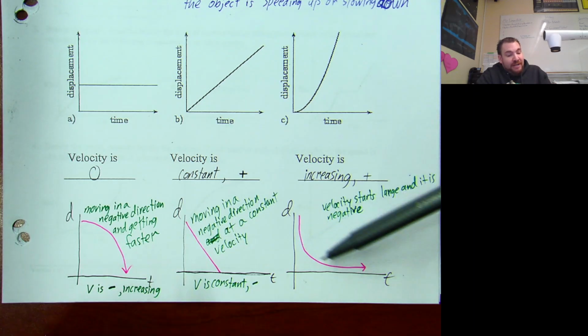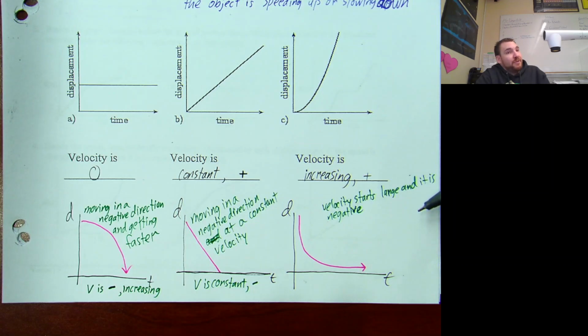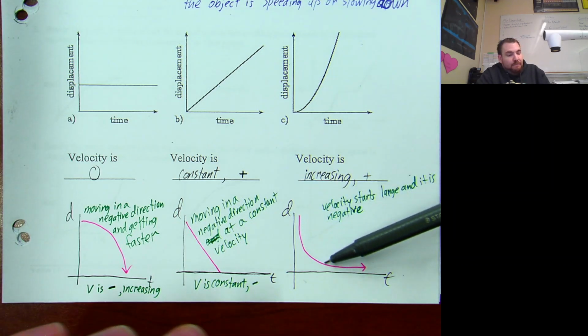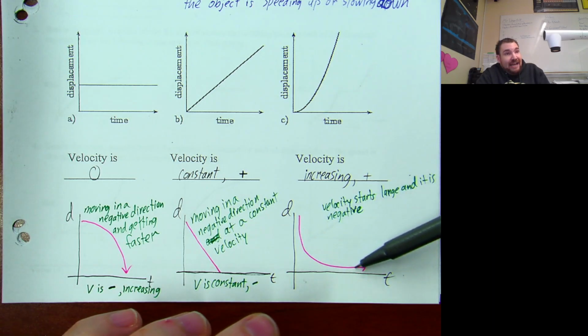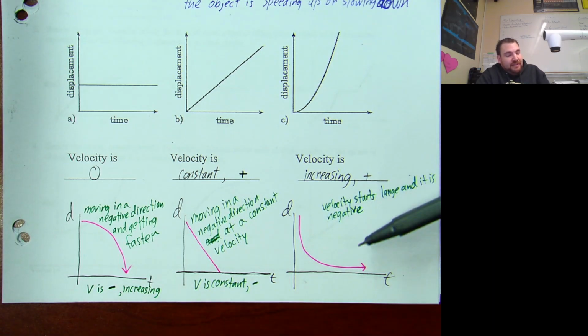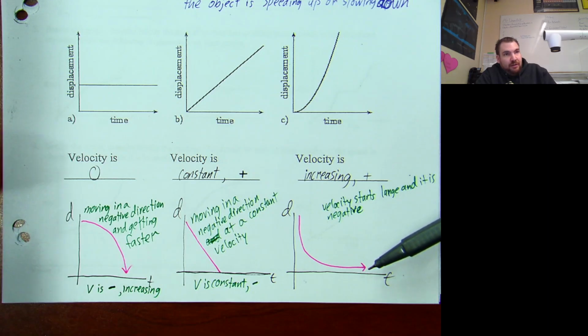At no point does this line curve up. So it's not becoming positive, it's just becoming less steep to the point where it has no steepness. So that means your velocity is approaching zero.